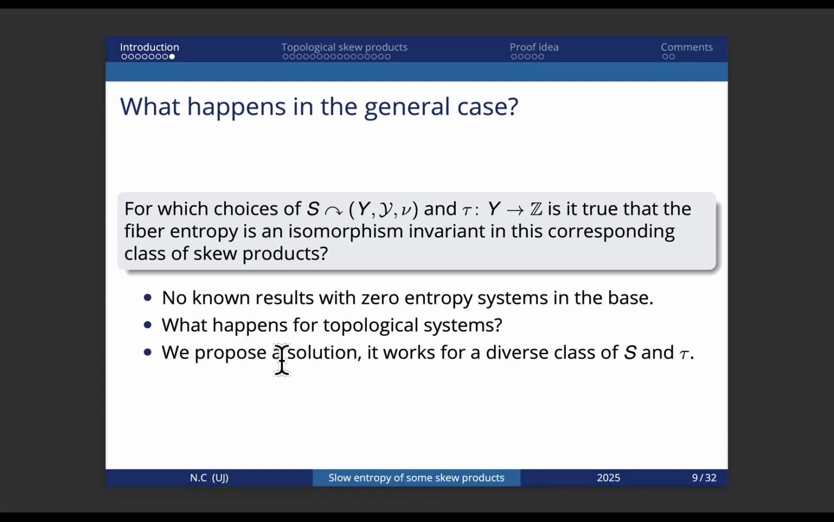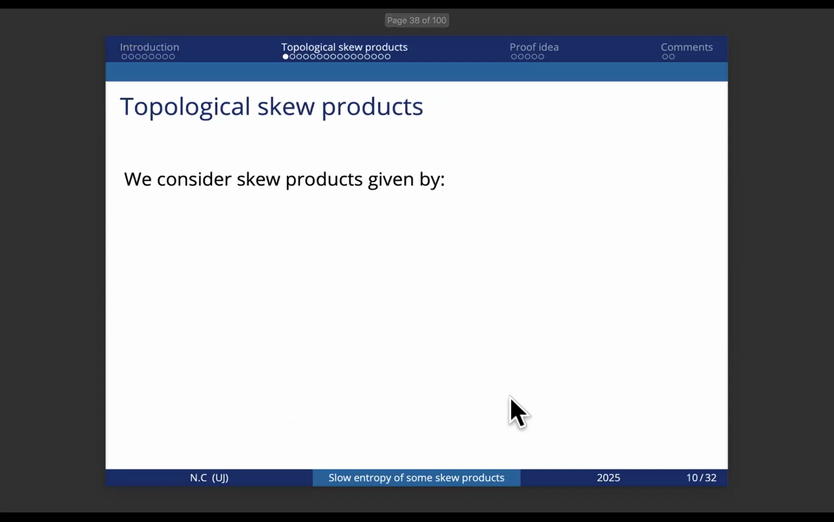So we propose a solution that works for a diverse class of transformations in the base and cocycles, and diverse in the sense that the same proof works for high complexity things and low complexity things. I mean, complexity in the sense of entropy. So positive entropy and zero entropy. So I will now talk about topological skew products.